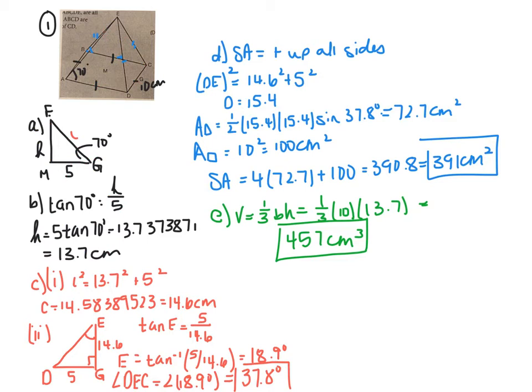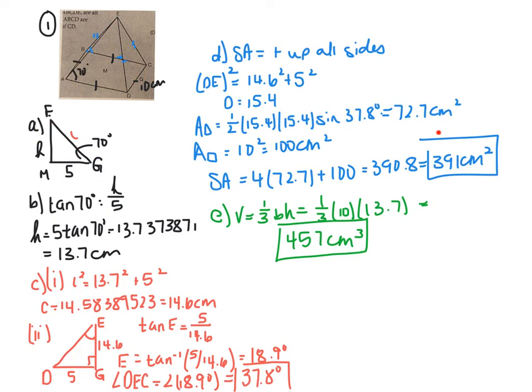Part D wants us to find the surface area, so that you just add up all the sides of the pyramid. So we need to find the area of one of these triangles. So to do that, I found this side length here, which would be all the side lengths, and found that to be 15.4 using Pythagorean theorem off of this triangle down here. And then, so the area of the triangle, we now have a side angle side triangle. We can use 1/2 AB sine C. So 1/2, both of these sides are the same length, so 15.4 times 15.4 sine of this angle that we found in part C2, 37.8 degrees.